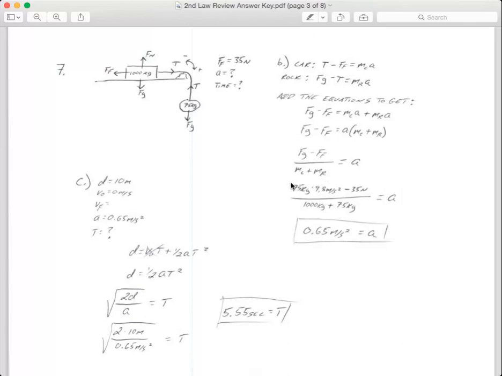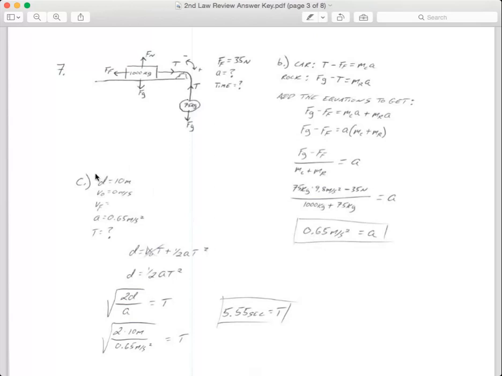Now I can plug in some numbers. Mass of the hanging rock, 75 kilograms times 9.8 meters per second squared, minus the force of friction, given in the problem to be 35 newtons, all divided by the two masses put together, which is 1,075 kilograms, tells me that it's going to accelerate 0.65 meters per second squared toward the edge of the cliff.